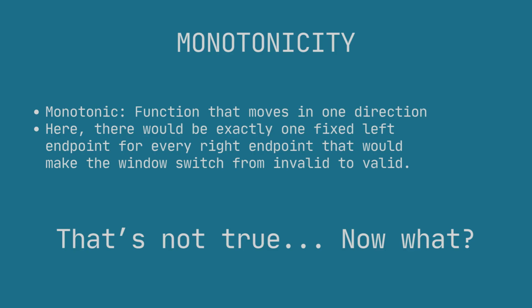The reason this didn't work is monotonicity. The definition of monotonic is a function that moves in one direction. Here, this would mean that there's just one fixed left endpoint for every right endpoint that would make the window switch from invalid to valid. You'll see this used in binary search problems a lot too. But back to this problem, we know that that's not true. So now what do we do?